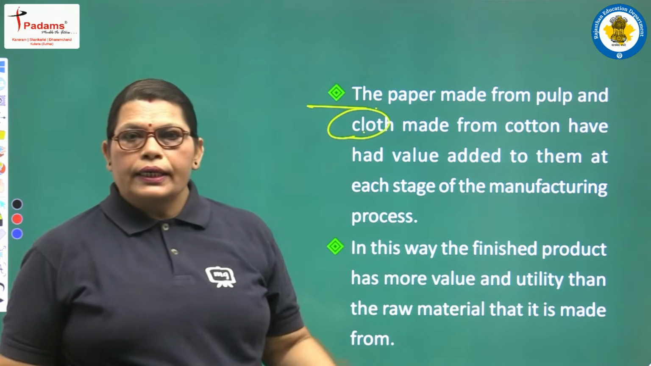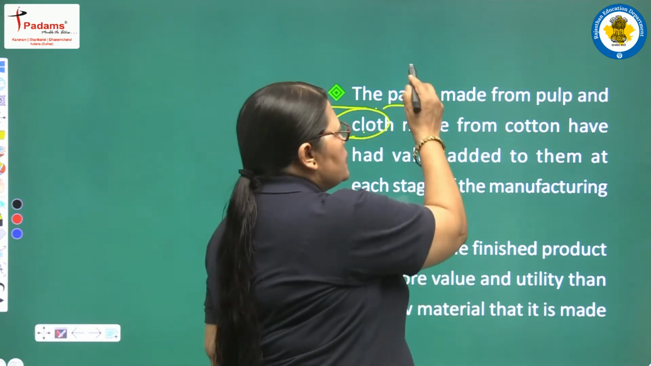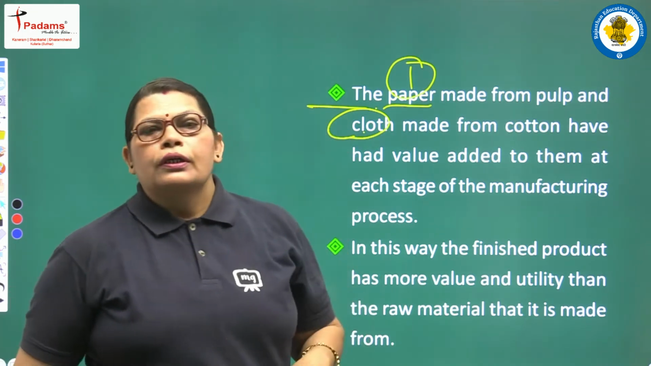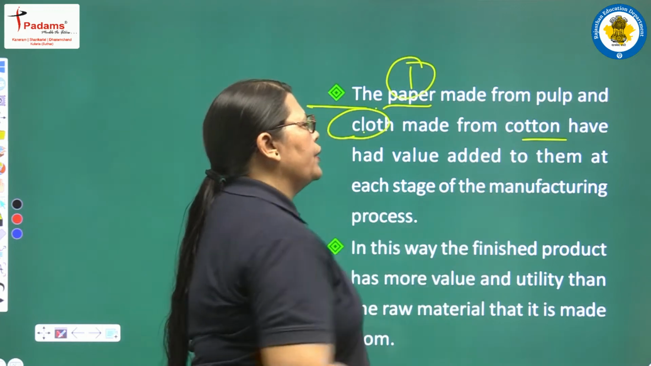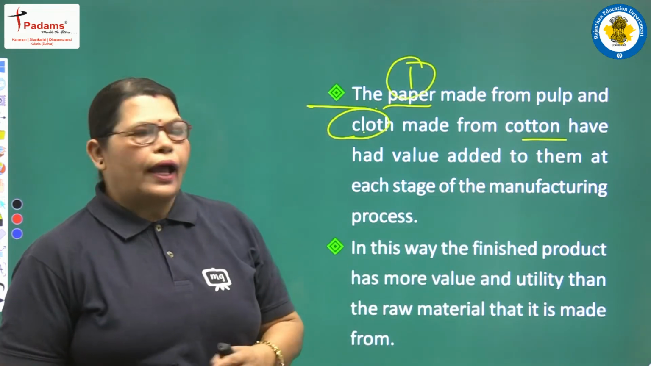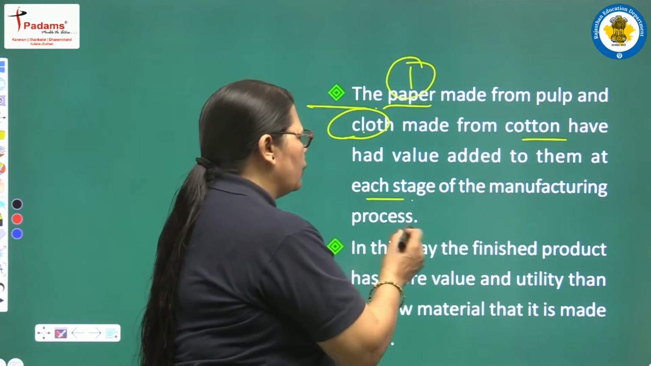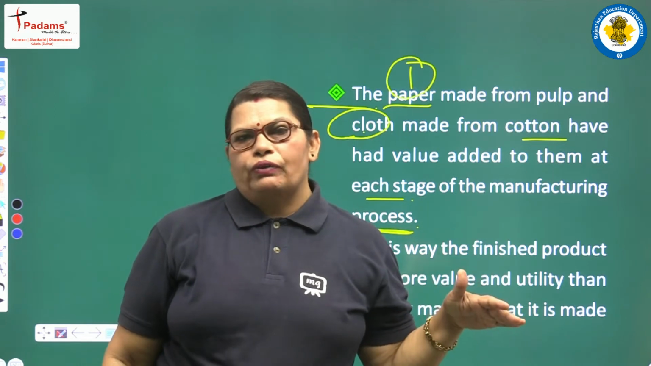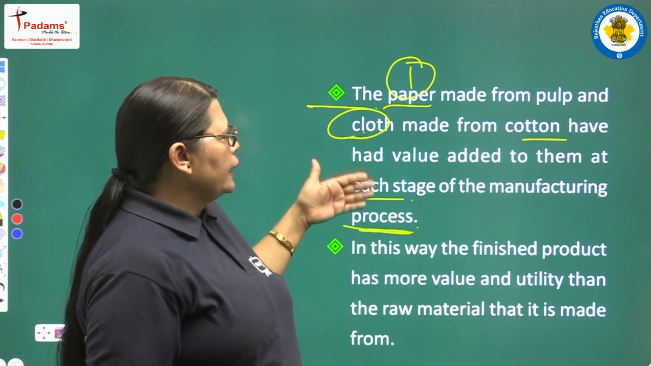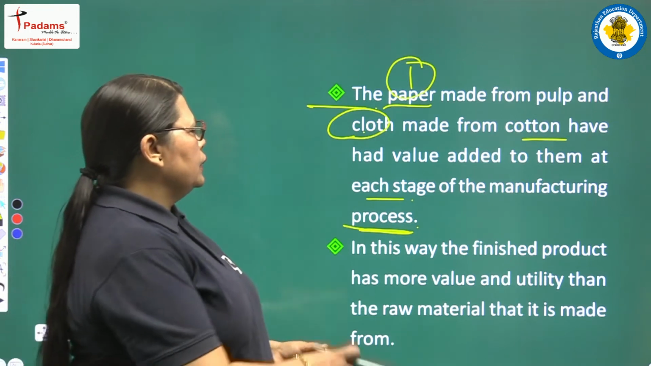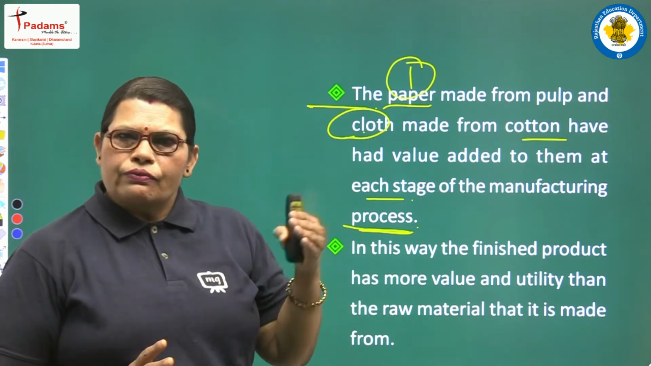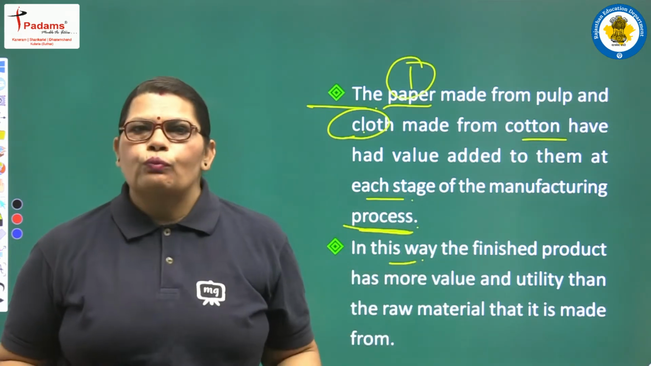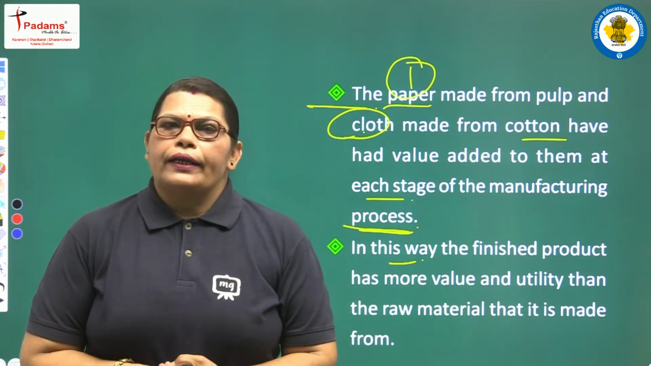See, the paper made from pulp and the cloth made from cotton. See, two different things are there. First one is the paper, which was made from pulp, and the second one is the cloth, and this cloth made from cotton has had value added to it at each stage of the manufacturing process. When we are talking about the different stages of manufacturing, this is the main thing, that each stage of the manufacturing is considered, because value added services are there for all of us. In this way, the finished product has more value, because value added services are there.